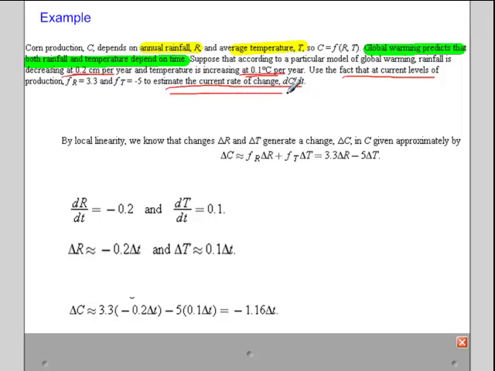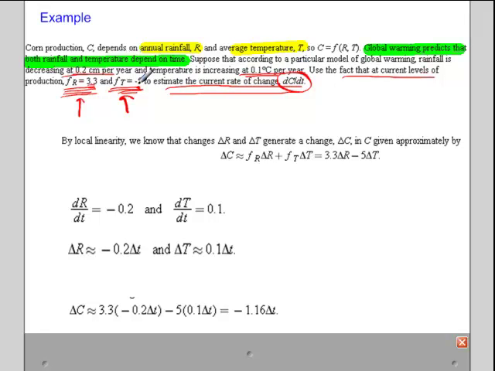the current rate of change of corn with respect to time, given that corn has a partial derivative with respect to rainfall of 3.3 and a partial derivative with respect to temperature of -5. Okay, so just what this means is, as the rain increases a little bit at our current state, our production increases. As the temperature increases, our production decreases.